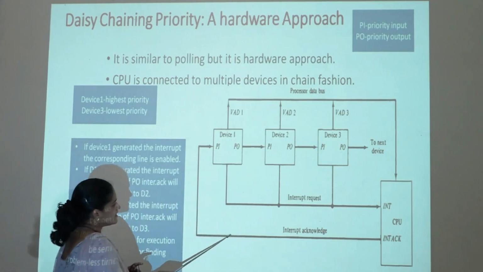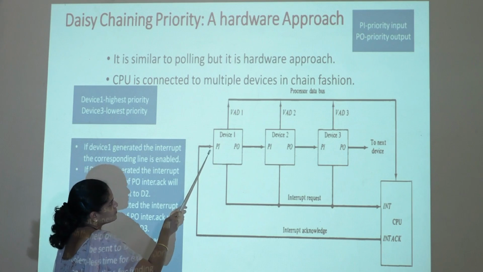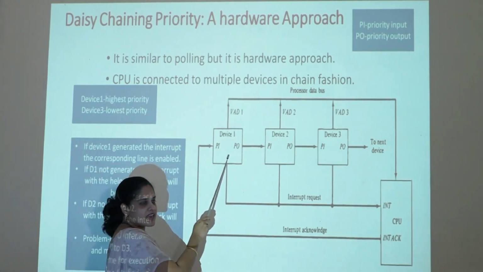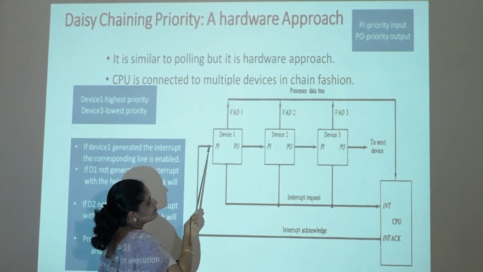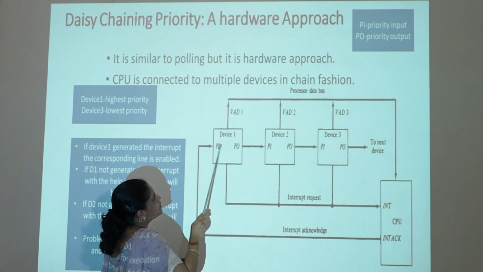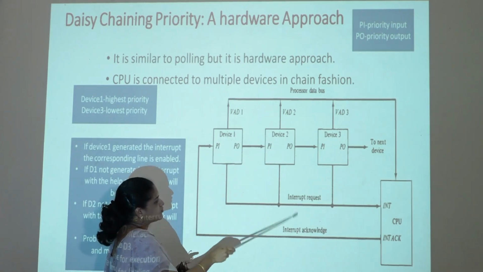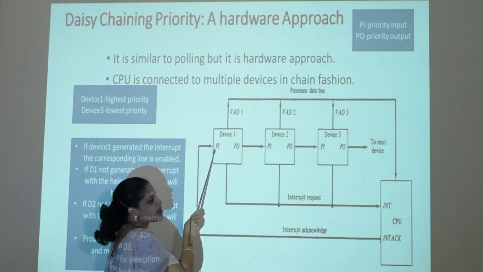So it will enable this interrupt acknowledgement signal so that it will go first to device 1. Since this is not the device that has generated the interrupt, device 1 will forward that particular interrupt acknowledgement. This PI, PO is nothing but priority input and priority output. So the interrupt acknowledgement signal will be first sent to device 1 through the priority input.